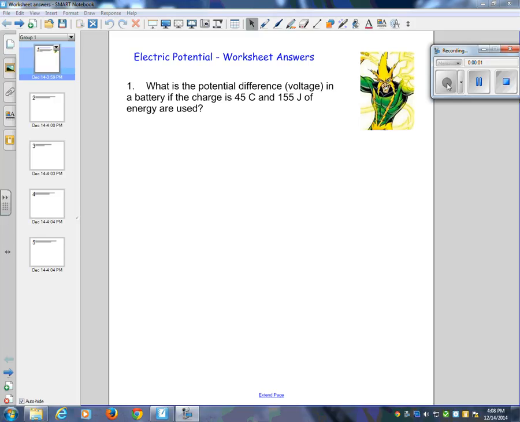Hi there, this is grade 9 science. This is the electric potential worksheet, and I believe this is lesson 7. Okay, so we're going to have a quick look here at question number 1. Remember our solving rules. Once again, we're going to follow those.